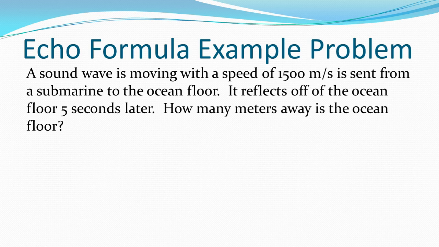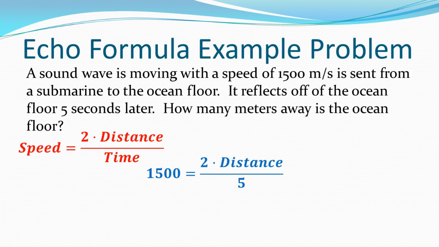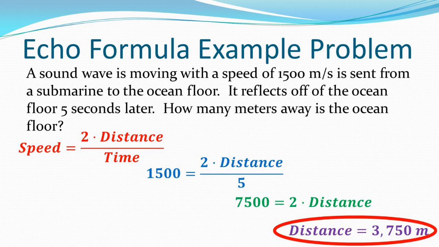With any problem like this, start with the formula. So speed equals 2 times the distance divided by time. I'm going to substitute in the given information that I know. I know the speed is 1,500 meters per second. I know that it's 5 seconds. I don't know the distance. Now I just need to solve it. I'm going to multiply both sides by 5 to get rid of that division. That'll give me 7,500 on the left, 2 times distance on the right. To get distance by itself, I'm going to divide both sides by 2. So the distance is 3,750 meters. That means that submarine has 3,750 meters before it hits the ground, or the ocean floor.